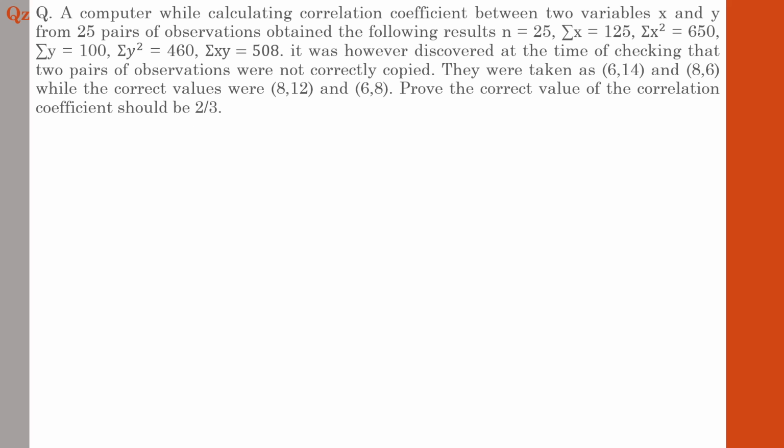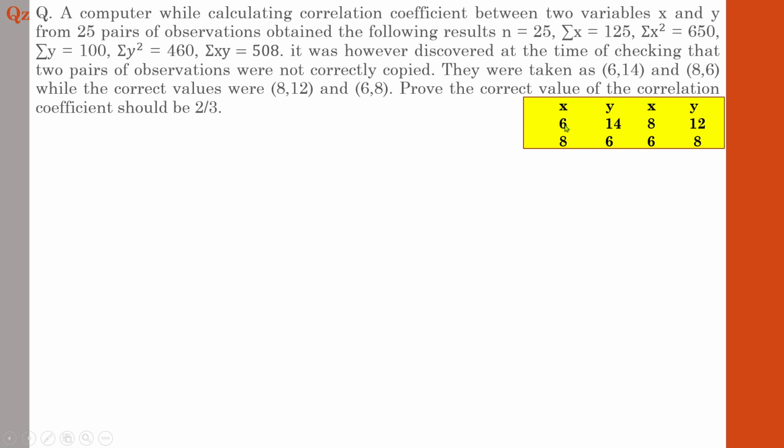So first of all, you need to identify what are the details given in the question, what are the wrong values and what are the right values. Here it is said that, however, at the time of checking, two pairs of observations were not correctly copied. Two pairs means this one or might be this one. Let's see which one is correct. They were taken as 6 and 14, 8 and 6, while the correct values were these two.